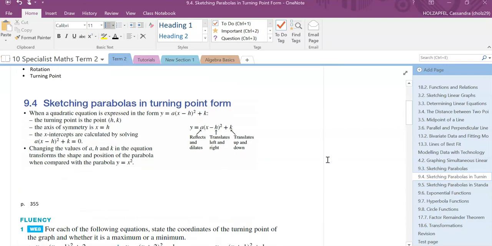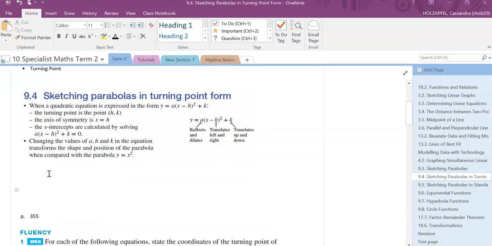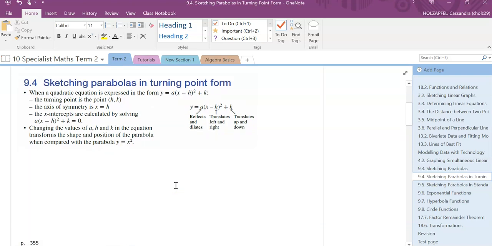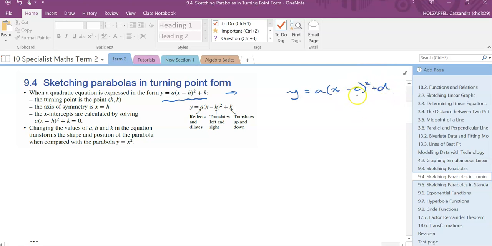So this is straight from the textbook, chapter 9.4. How do we sketch parabolas in turning point form? Thankfully, this is something that you are familiar with. This equation here is the exact same equation as the one that we looked at, y is equal to a(x minus c) squared plus d. All they've done is replace the c and the d with h and k. So they've written it as y is equal to a(x minus h) squared plus k.